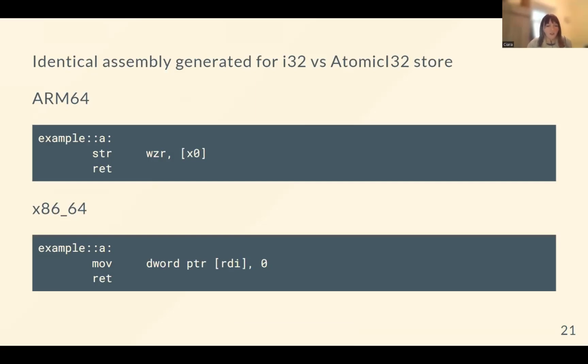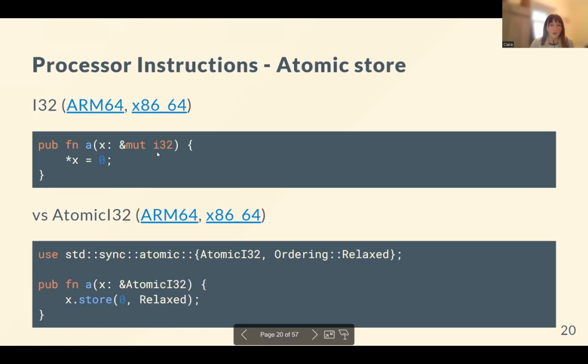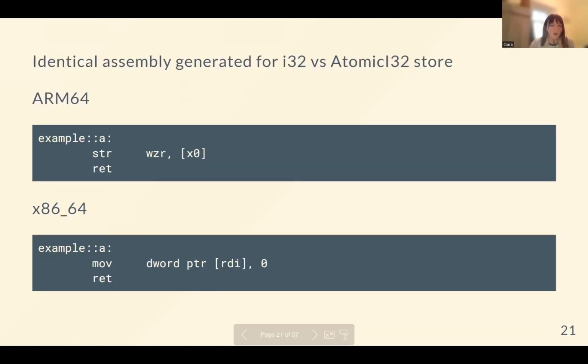assembly that gets generated. So for an atomic i32 store, we get identical assembly whether it's atomic or not atomic, which might be kind of surprising. On ARM64, this is what it looks like. We're just storing the 0 into the X0 address. And on x86, it's very similar. We're moving a 0 into this RDI memory address.